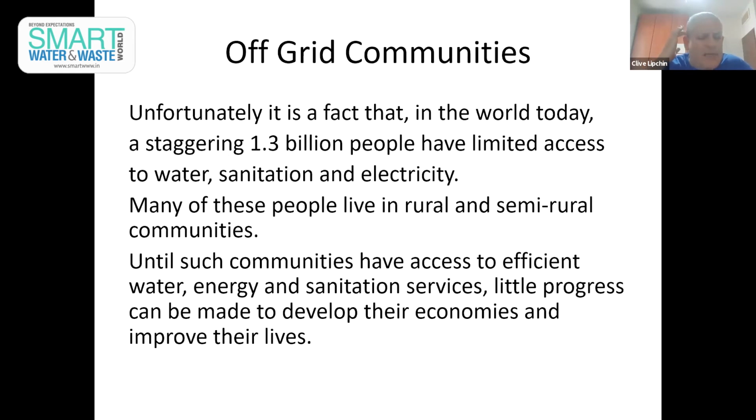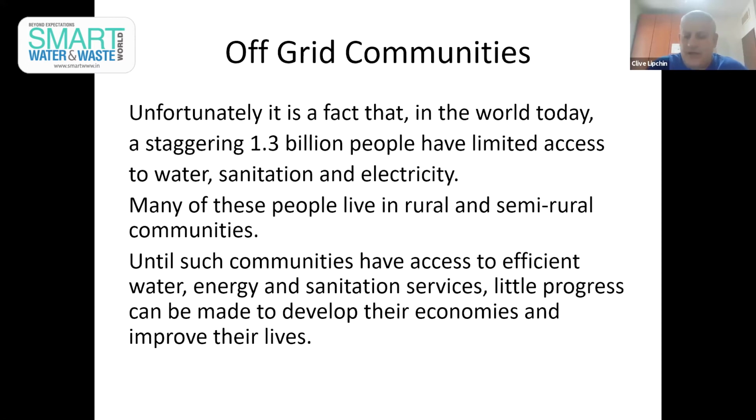So another element of our work, which is an area of departure from most of the studies that have been done in other parts of the country, is the reality that most of the world actually is not connected to a sewer grid, what we can call off-the-grid communities. So some statistics in the slide: something like 1.3 billion people have limited access to water, sanitation, and electricity. And many of these people live in rural and semi-rural communities. And until we are able to provide sufficient water, energy, and sanitation services to these communities, little progress, of course, can be made to develop their economies and to improve their lives.